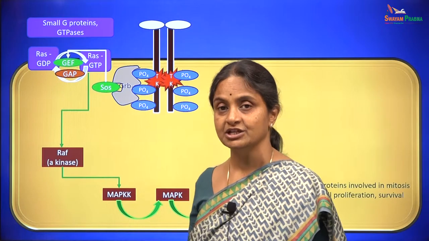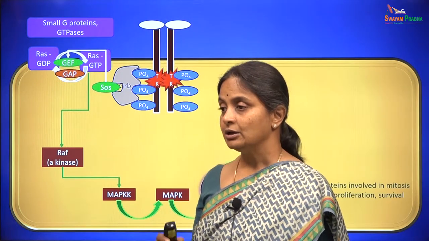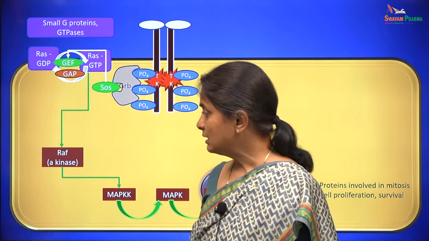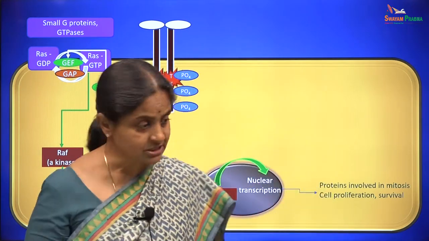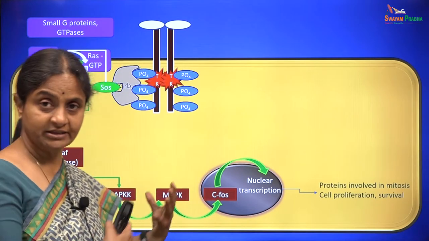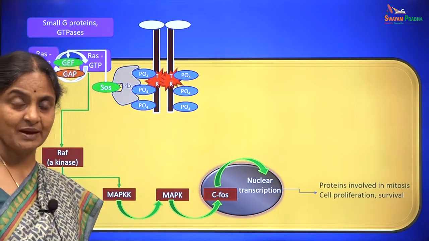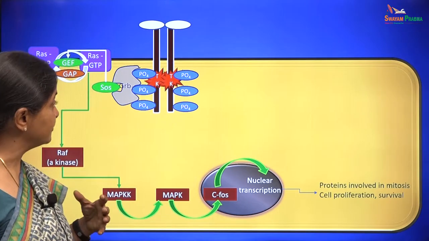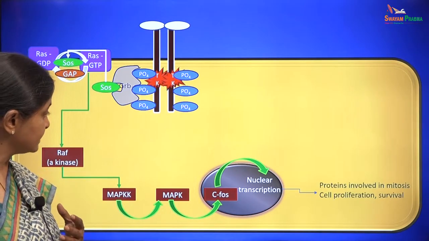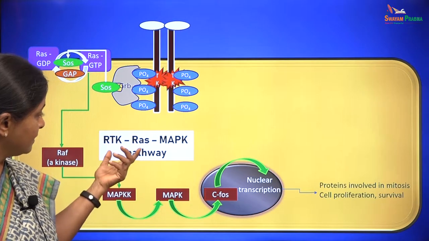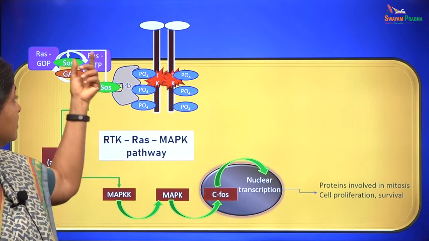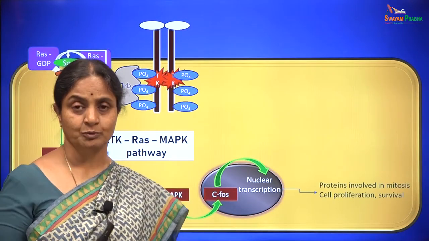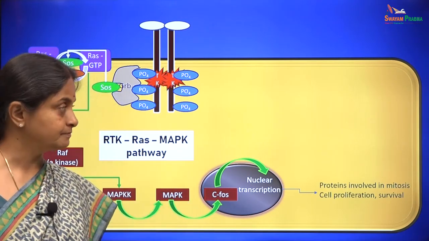There are multiple other checkpoints. You will learn more about them in pathology. So this sequence of kinases being activated in this pathway is a cascade of kinases. In short, we can refer to this pathway as the RTK-RAS-MAPK pathway. That would be easier to communicate.